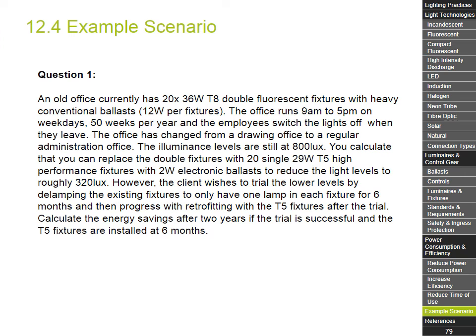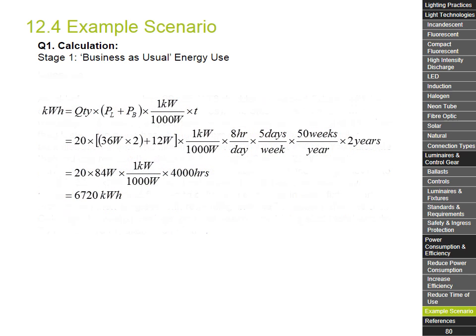However, the client wishes to trial the lower levels by delamping the existing fixtures to only have one lamp in each for 6 months, and then progress with retrofitting with the T5 fixtures after the trial. Calculate the energy savings after 2 years if the trial is successful and the T5 fixtures are installed at 6 months. The first stage is to calculate business as usual energy use of the current fixtures over a period of 2 years.